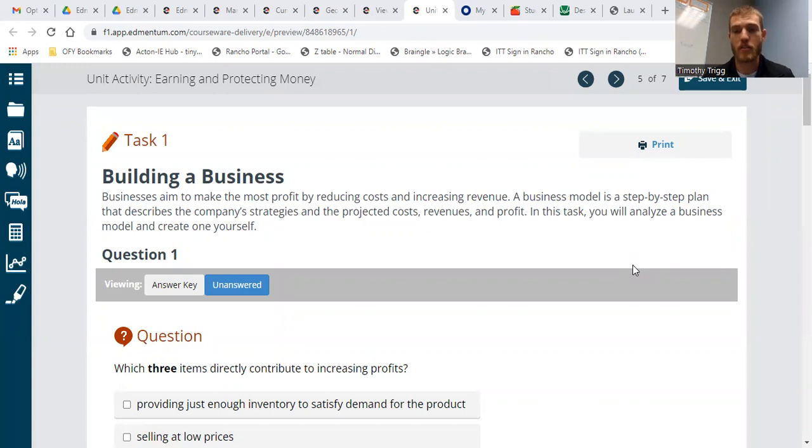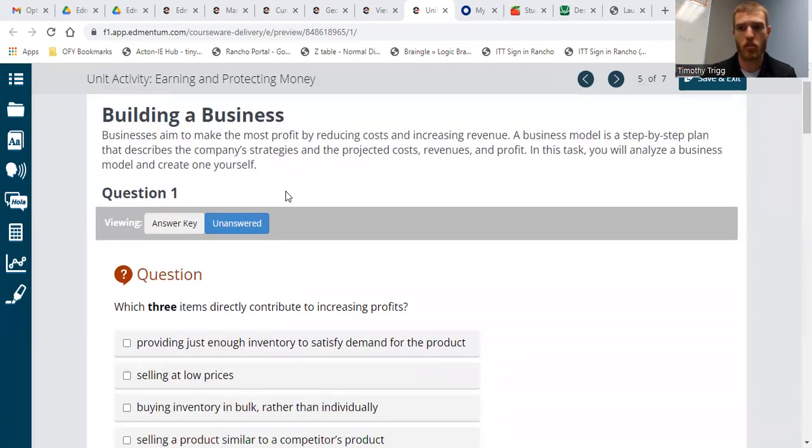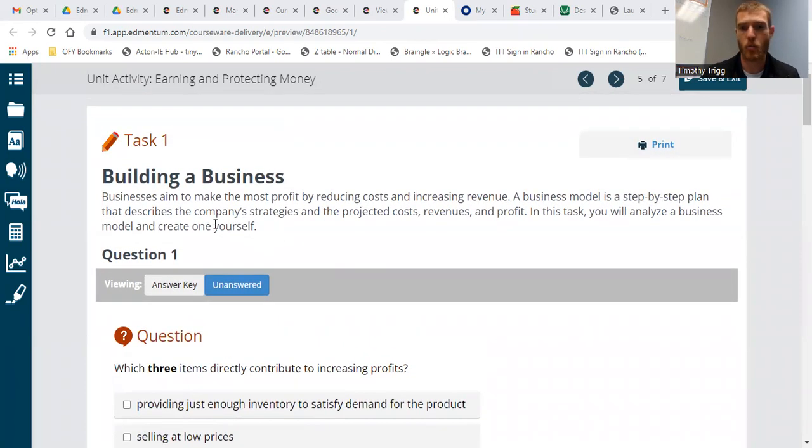If you're done the rest of the unit and you're on Unit 7, then let's go ahead and get started. You can go ahead and move to page 5 of 7 here, and we'll start right away on task 1.